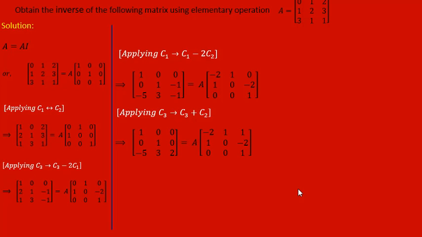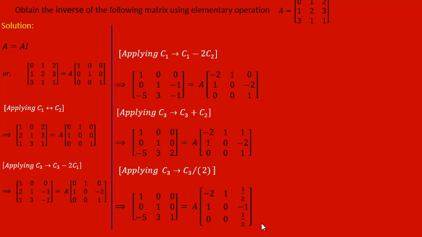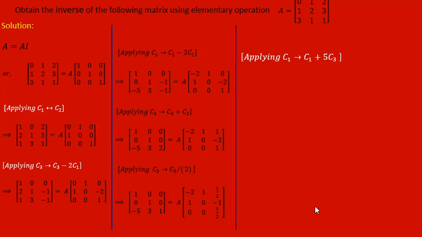Now next, this 2 I have to make 1. So again there is no choice, but I have to divide this whole column by 2. So I will divide by 2 and I will get this matrix. Now minus 5 and 3, this I have to make 0. So I will add 5 times this C3, and in this C2 I will subtract 3 times of this C3.